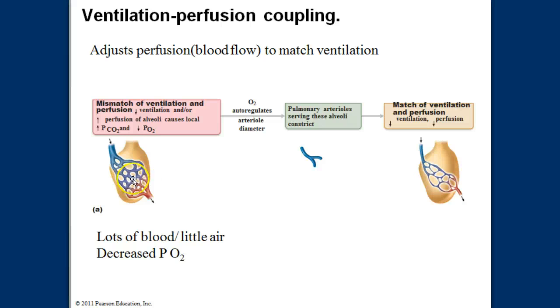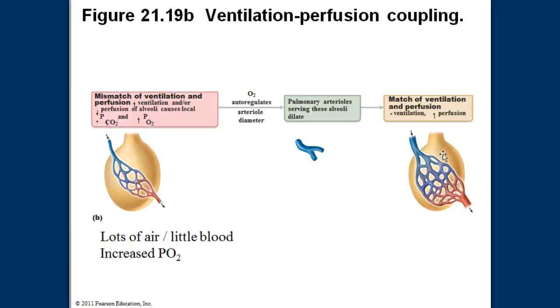or less perfusion. So over here, you have not very much air, but lots of blood. So you send less blood where there's less air so that you match. Over here, you have not very much air and also not very much blood. In the next slide, we have the opposite situation.